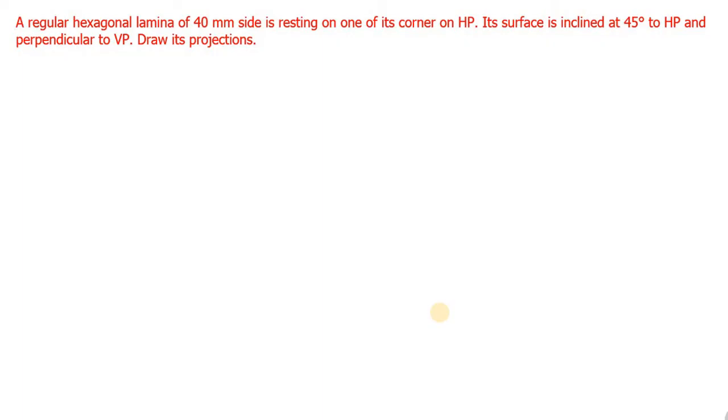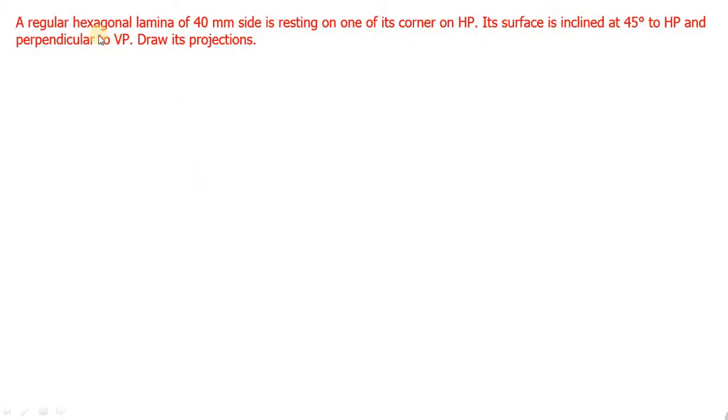Dear students, in today's class we are going to see projection of hexagonal lamina when it is resting on one of its corner on HP and its surface is inclined to HP and perpendicular to VP. So this is the question. A regular hexagonal lamina of 40 mm side is resting on one of its corner on HP. Its surface is inclined 45 degree to HP and perpendicular to VP. Draw its projections.